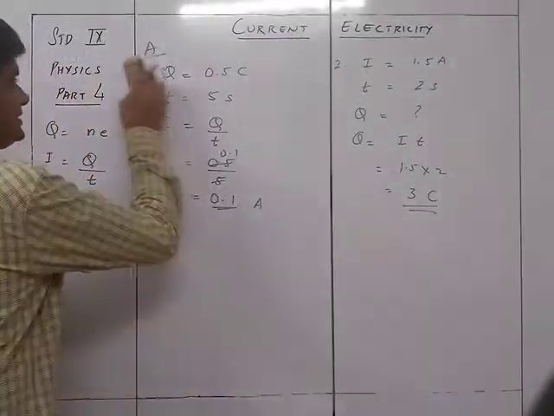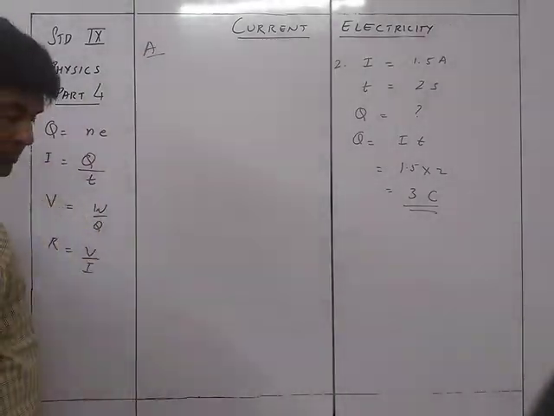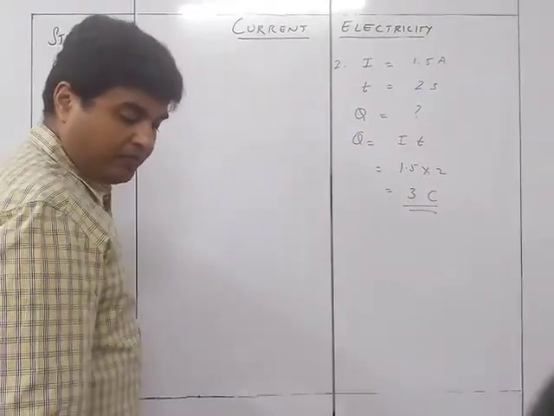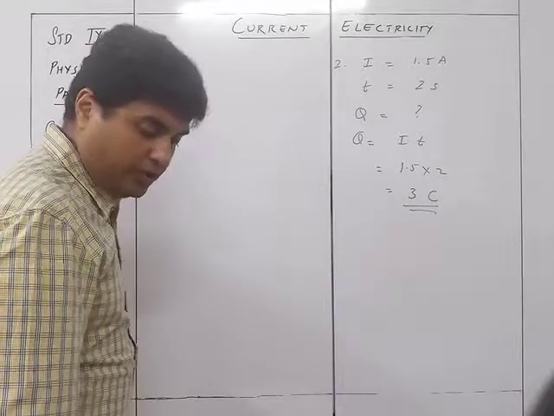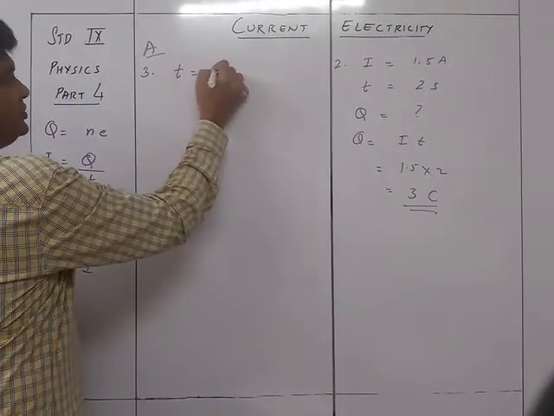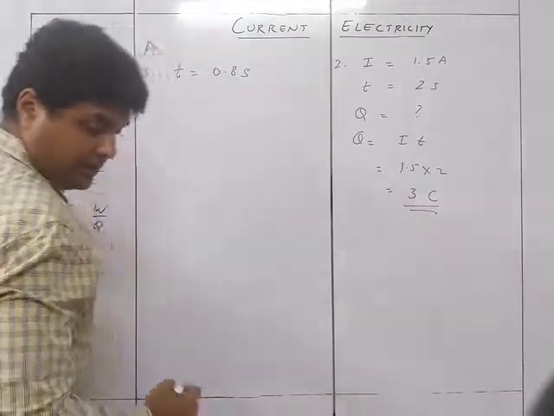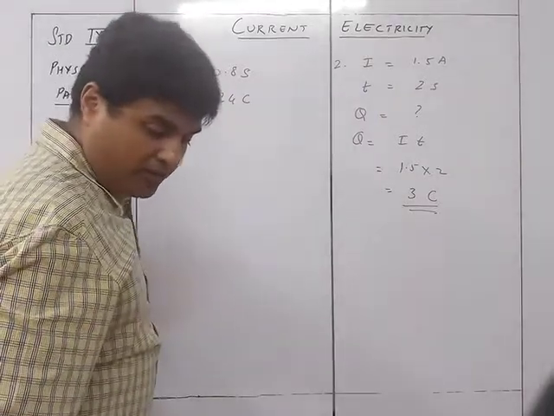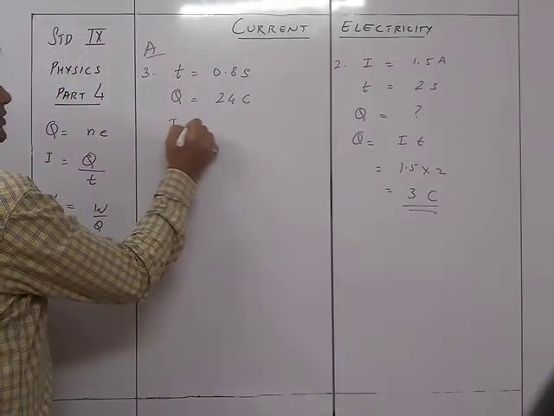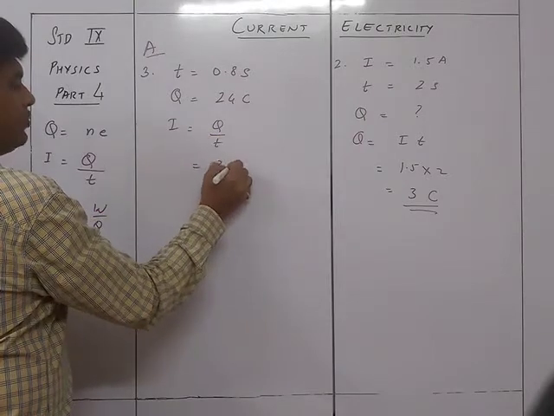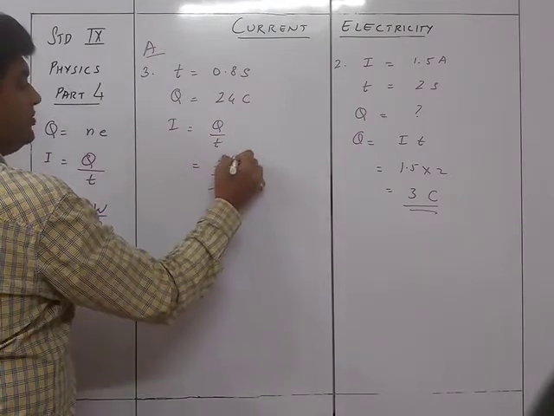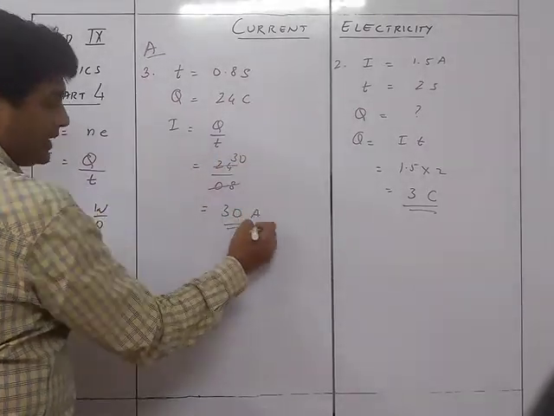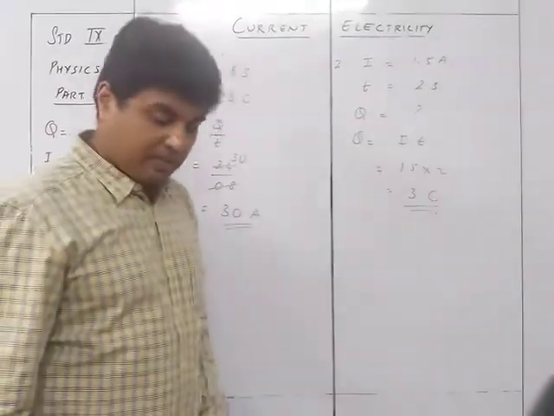The next we see is sum number 3. When a starter motor of a car is switched on for 0.8 seconds, so time is 0.8 seconds, a charge of 24 coulomb is going to be passed to the coil of the motor. Find the current. So I = Q upon T is 24 upon 0.8, so it will be 30 ampere. So the current will be 30 ampere. That was sum number 3.